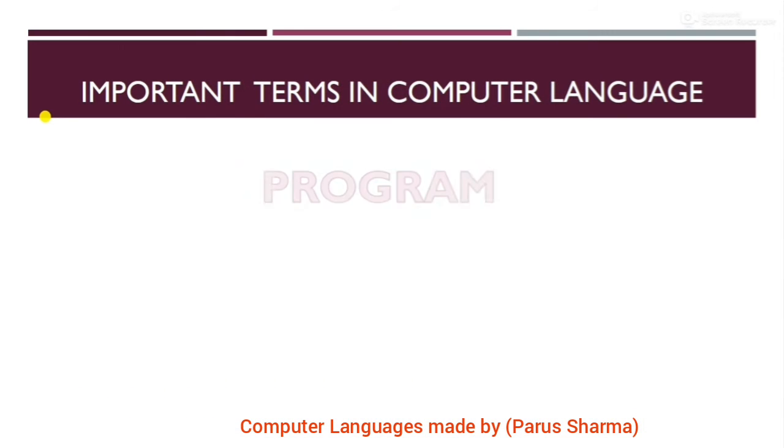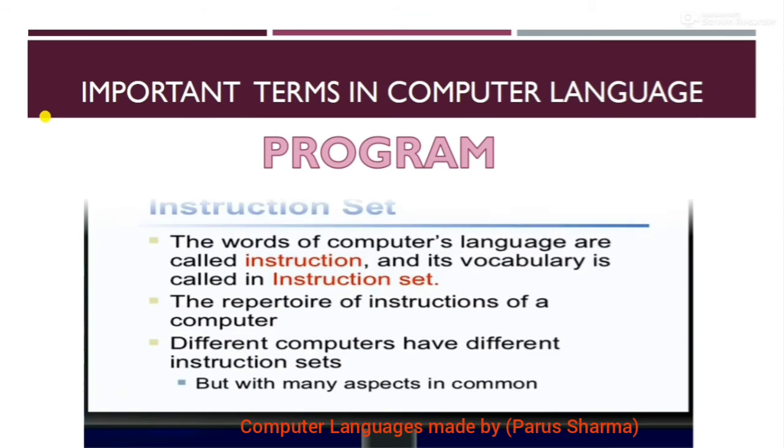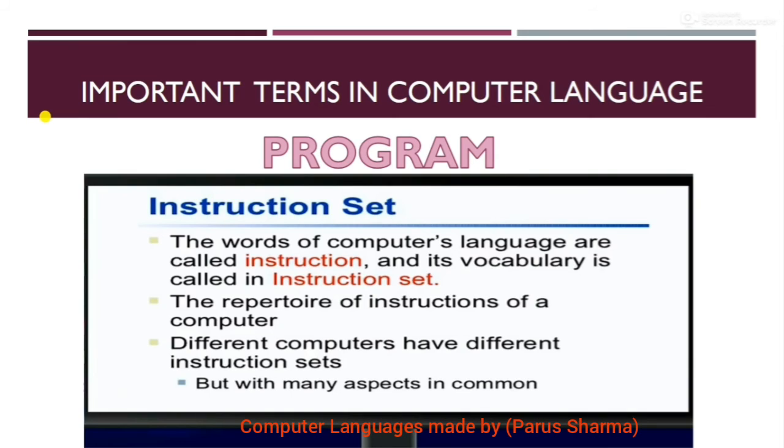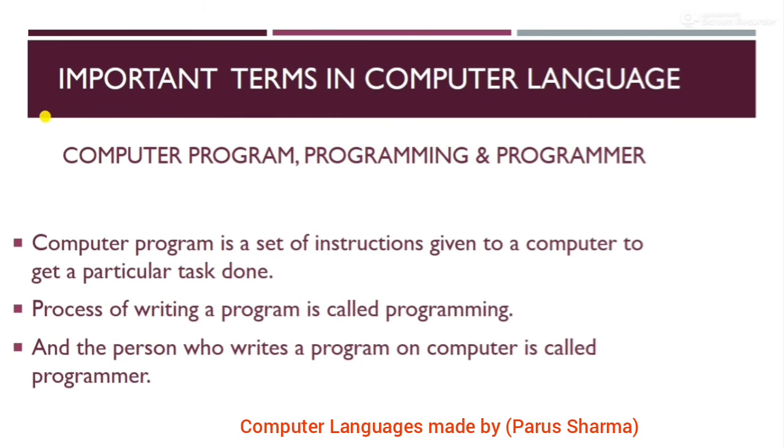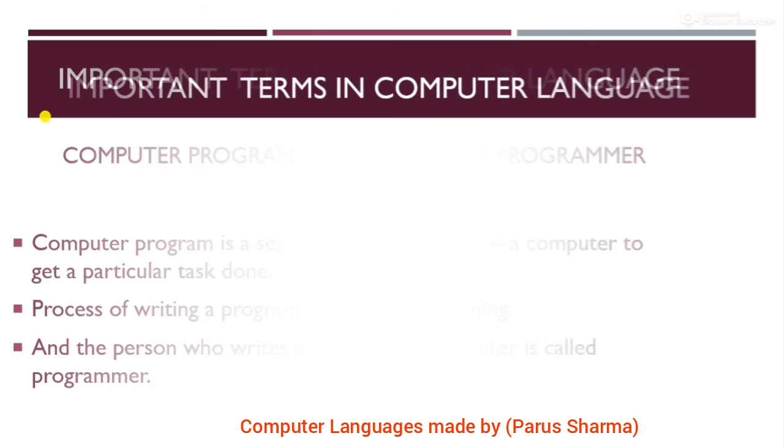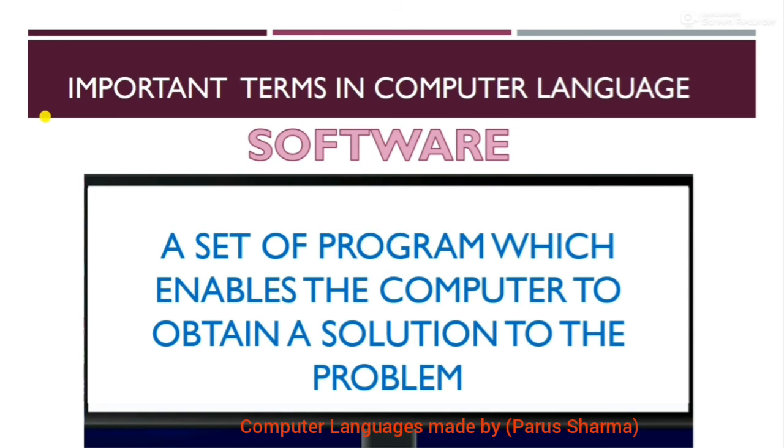Now some important terms in computer language. A program is a set of instructions written on a computer to perform a particular task. Programming is the process of writing a program, and a programmer is a person who writes a program on a computer. Software is a set of programs which enables the computer to obtain a solution to a problem. It means when we want to work on a computer, we need software. That's why the computer can work.